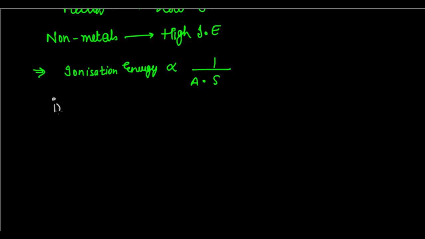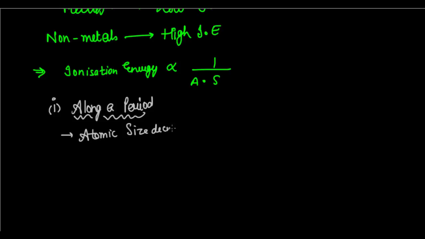So let's have a look along a period. Now you know that along a period, as we've discussed earlier, the atomic size decreases as we go from left to right in a period. So since atomic size decreases, your ionization energy will increase. Ionization energy will increase.